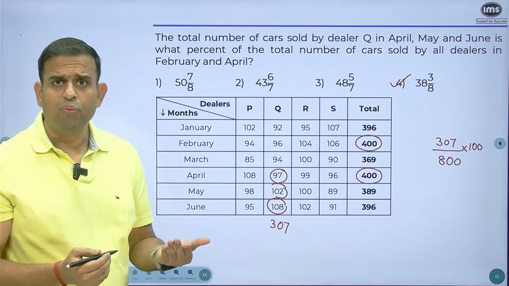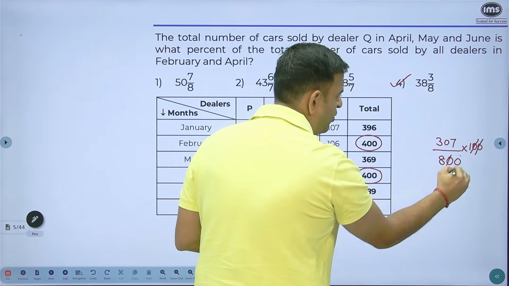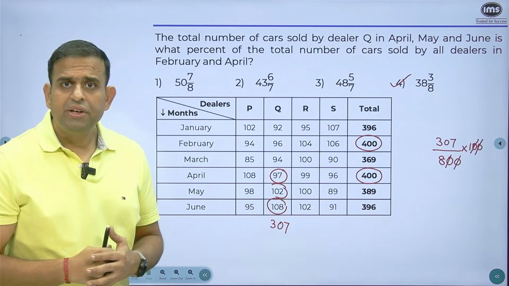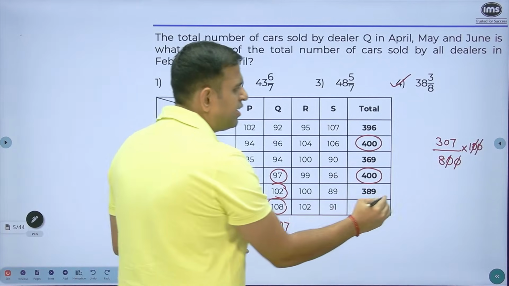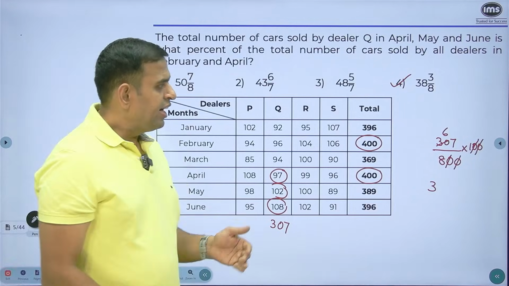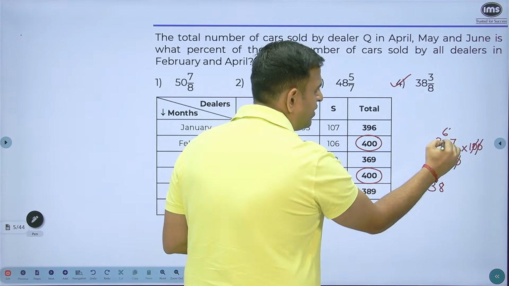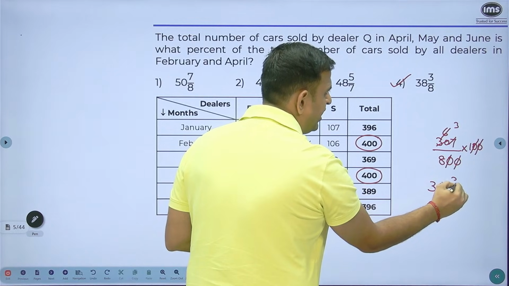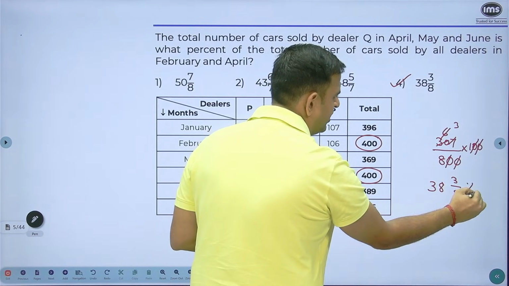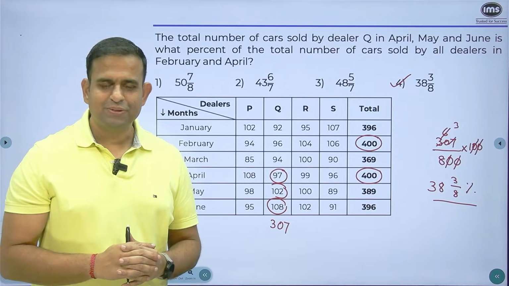Otherwise, I could have done a normal division. Definitely the 2 zeros can be easily cancelled out. I wish to divide the number 307 by 8. So 8 3s are 24. 6 remain. 8 8s is going to be a 64. 3 will remain. So it's going to be 38 3 by 8%. Hence, option number 4 is the answer for this particular question.